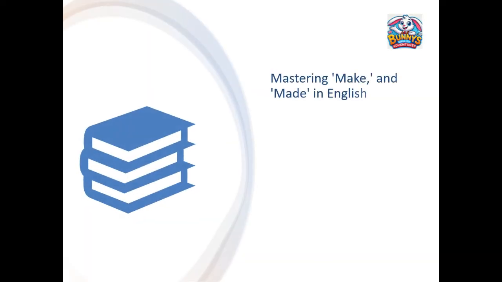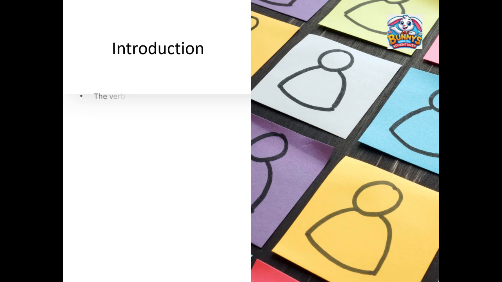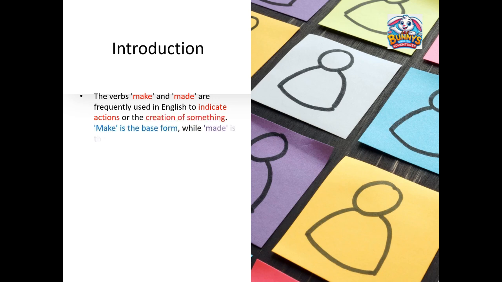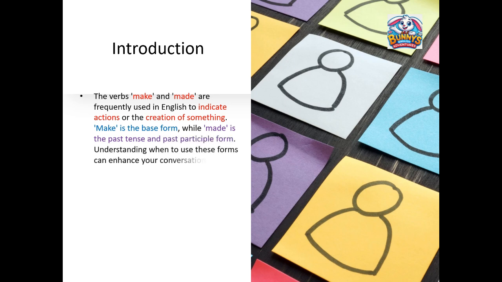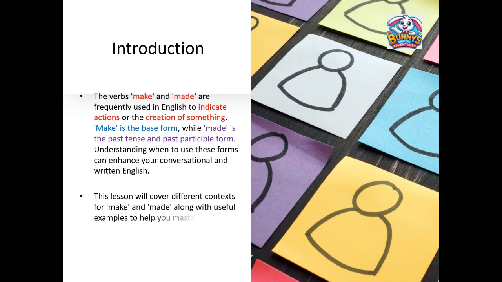Make and made in English. Understanding different usages with examples. Introduction. The verbs make and made are frequently used in English to indicate actions or the creation of something. Make is the base form, while made is the past tense and past participle form. Understanding when to use these forms can enhance your conversational and written English. This lesson will cover different contexts for make and made along with useful examples to help you master these common terms.